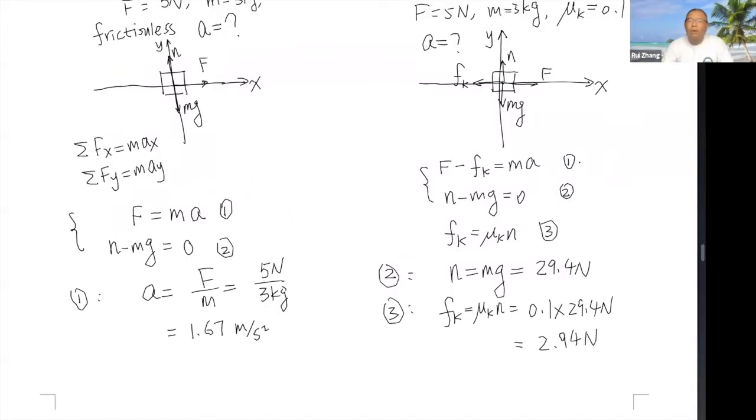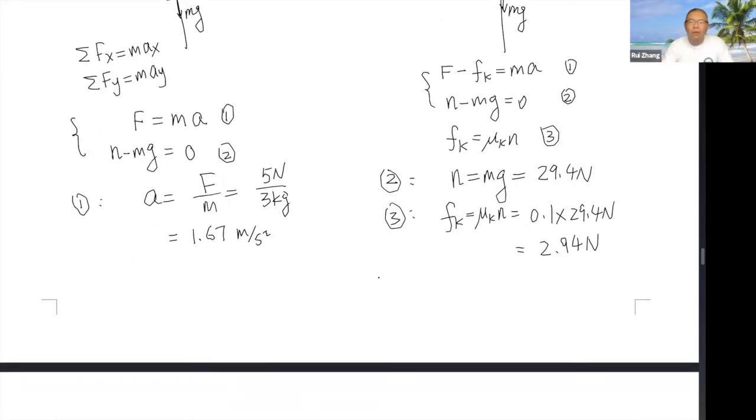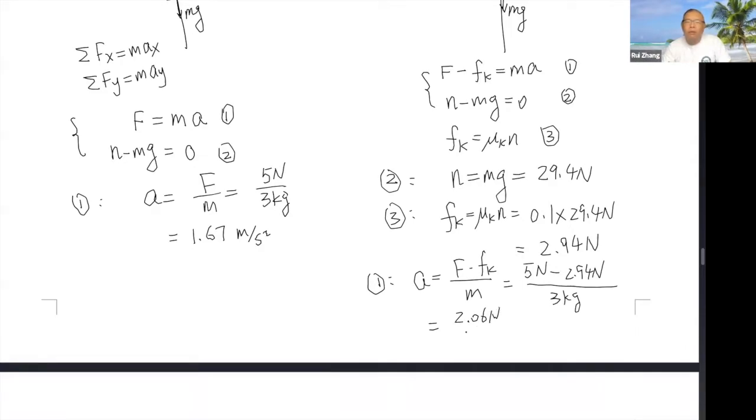And then we go back to the first equation to solve for a. From the first equation, if you divide m on both sides, a is equal to F minus Fk divided by m. F is 5 Newton, Fk is 2.94 Newton, and m is 3 kilogram. So plugging in numbers, you have 5 minus 2.94, that's 2.06, divided by 3 kilogram. So this gives you roughly 0.97.